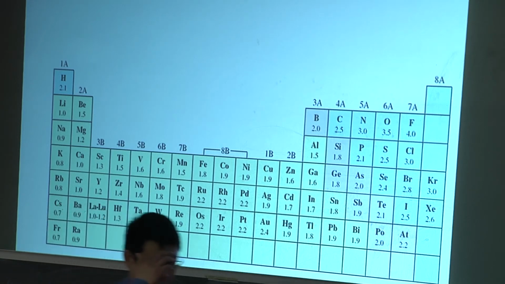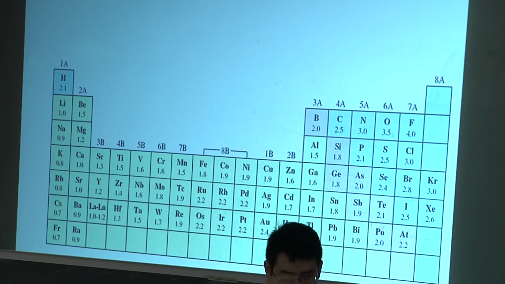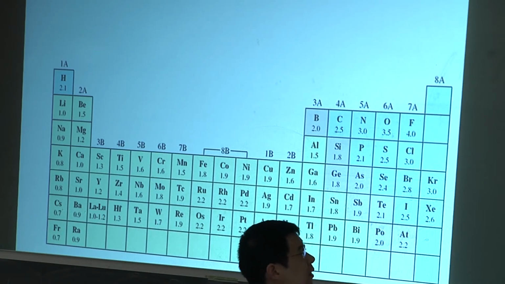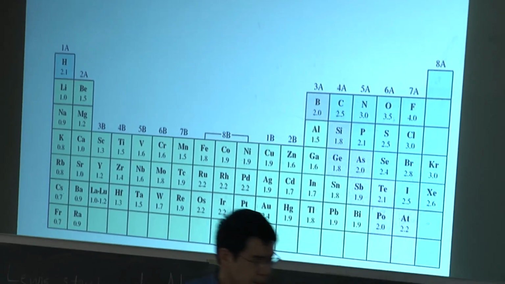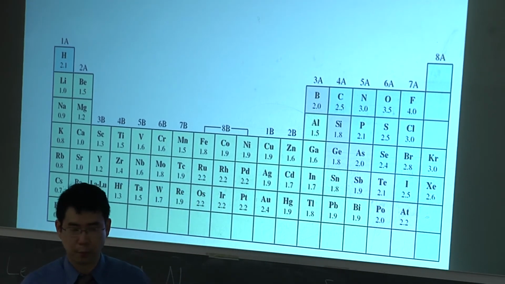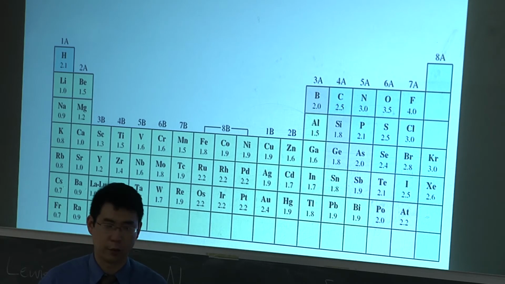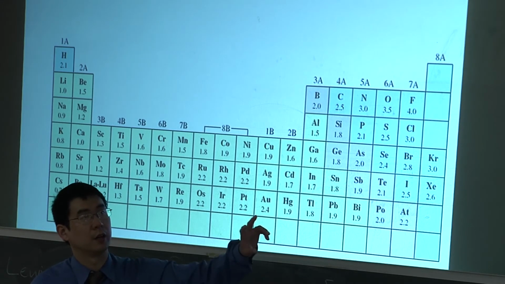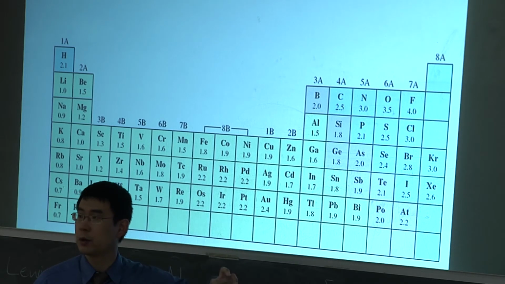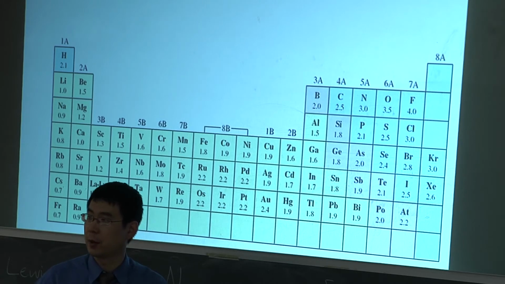And so fluorine has the highest electronegativity because it likes more than all the other elements to pull electrons toward itself. And it does that because it's quite small. So there's not a lot of shielding, and it only needs one more electron to get to a closed shell.